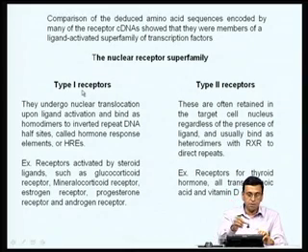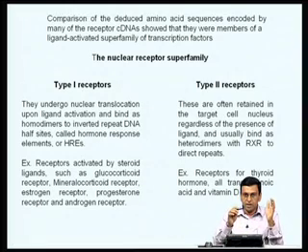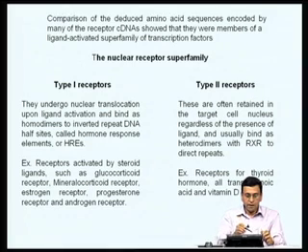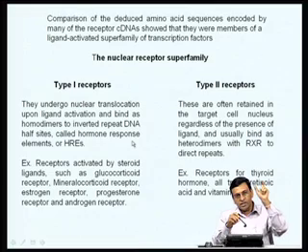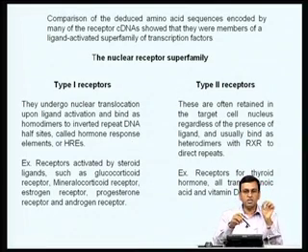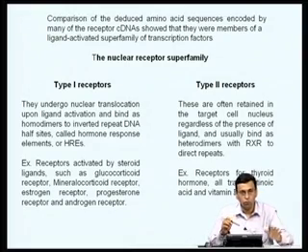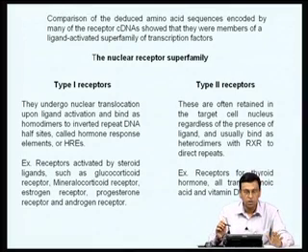One is called the type 1 receptors and the other is called the type 2 receptors. The type 1 receptors basically consist of the steroid hormone receptors. They undergo nuclear translocation after ligand activation and bind as homodimers to inverted repeat DNA sequences referred to as the hormone response elements. So, the DNA sequence to which the steroid hormone receptor binds is known as HRE or hormone response element. Glucocorticoid will bind to glucocorticoid response element, estrogen will bind to estrogen response element, thyroid hormone will bind to thyroid hormone response elements, and so on and so forth. So, in general they are known as hormone response elements.